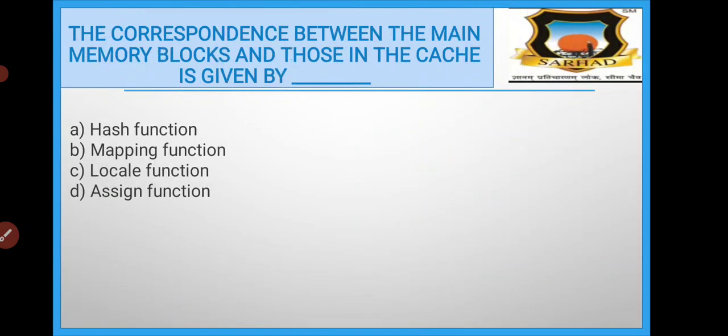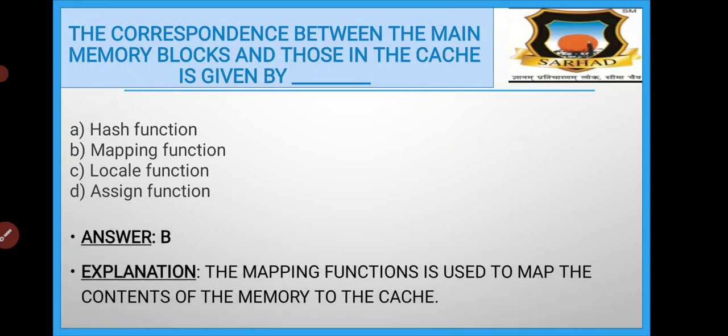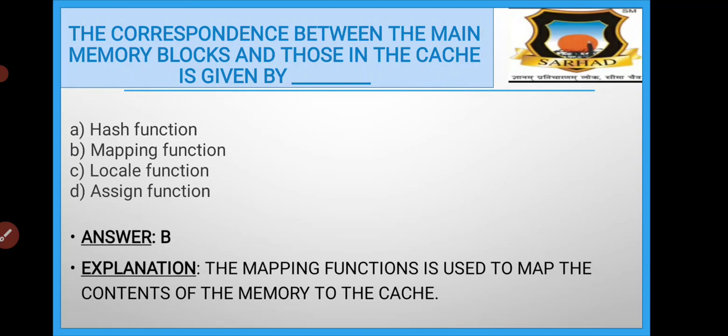The correspondence between the main memory blocks and those in the cache is given by dash dash. Option A, hash function. Option B, mapping function. Option C, local function, and option D, assign function. So the correct answer is option B, mapping function, because the mapping function is used to map the contents of memory to the cache.